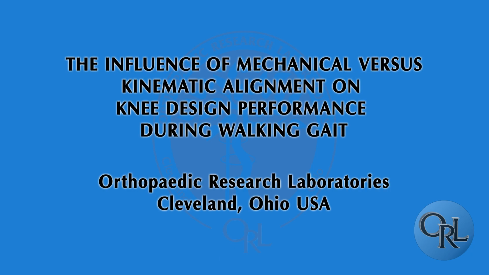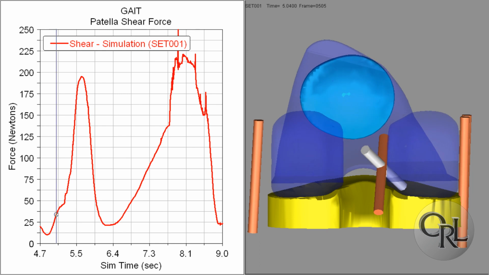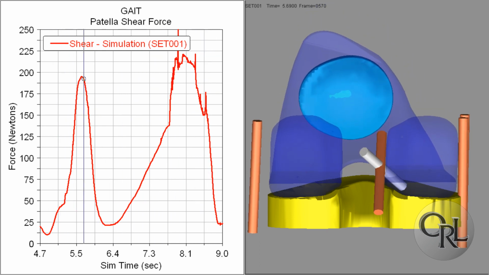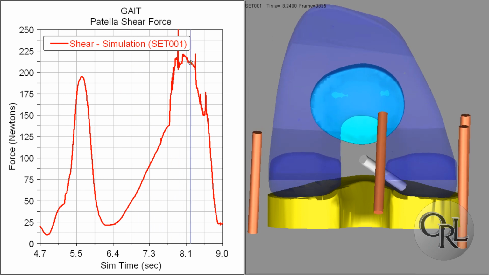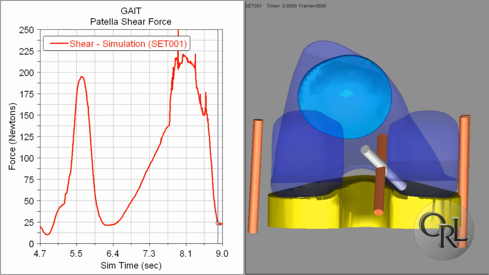The influence of mechanical versus kinematic alignment on knee design performance during walking gait. We utilize KneeSim, a computational kinematic knee simulation software, to evaluate the long-term outcomes of Stryker Triathlon CR components during the activity of walking gait. KneeSim results in measurements of component motions and patella tracking that are associated with patient satisfaction, and contact forces and articular wear paths that are associated with implant longevity.